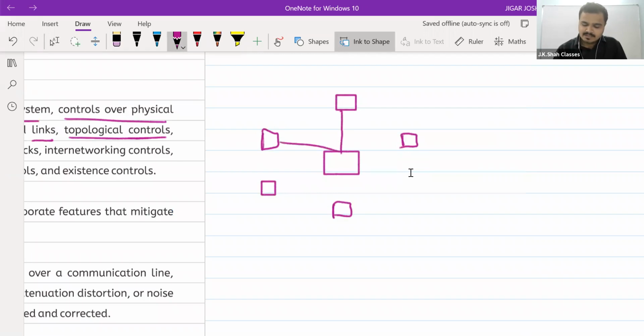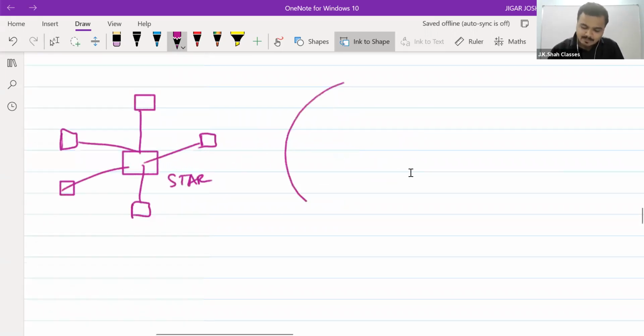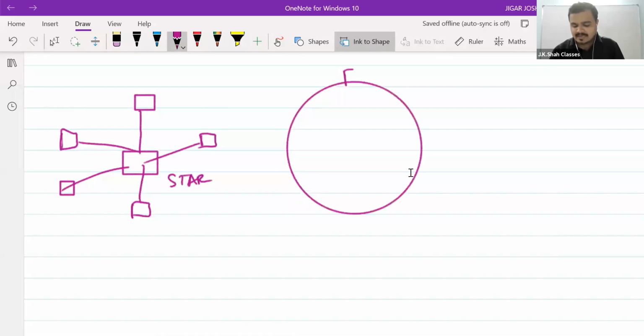Understood? Yes. Individually, they are connected to this. Then this is called a star topology. Understood? Yes, sir. If there is a pure ring in which all the PCs are connected in one single wire format, then this will be called a ring topology.